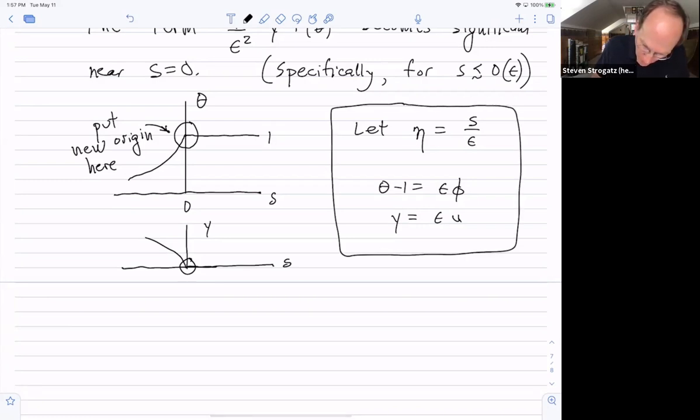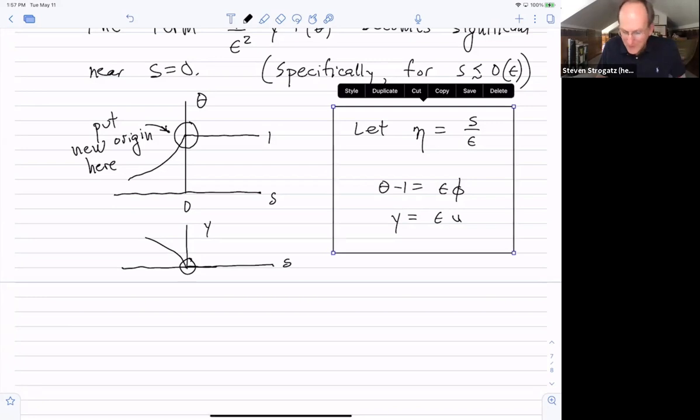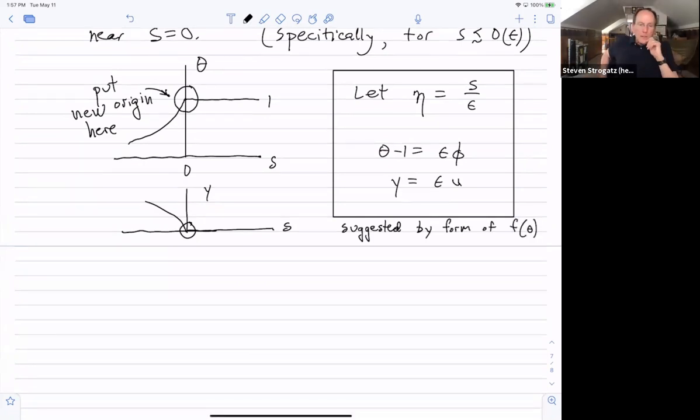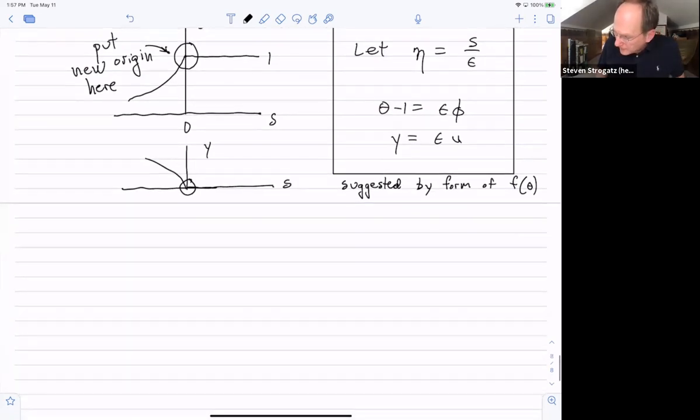You could just go blindly and poke it, you could put in scalings with epsilon to the alpha. And you could sort of do it algebraically without thinking, but I think it's pretty clear if you just think about it. So anyway, those are reasonable choices of scales. As I say, this is all suggested by the form of F. And when you make those changes of variables, well, let's see what will happen then.